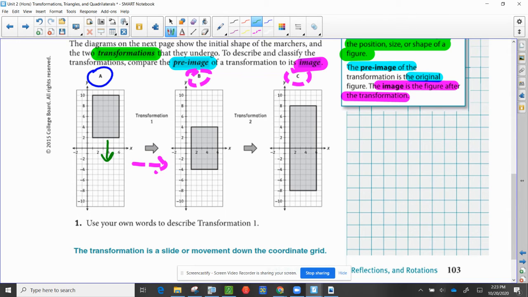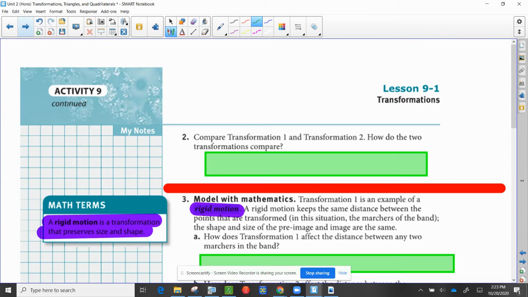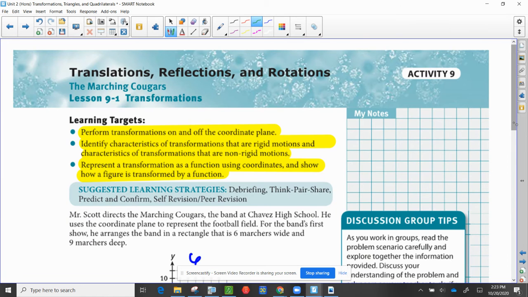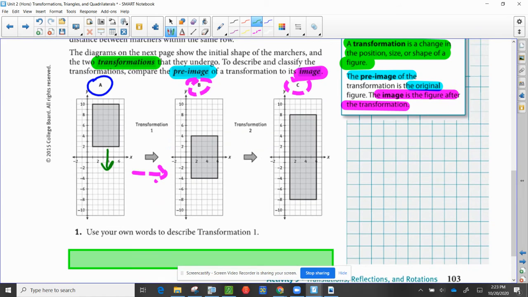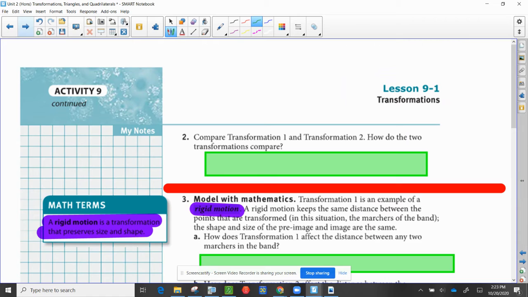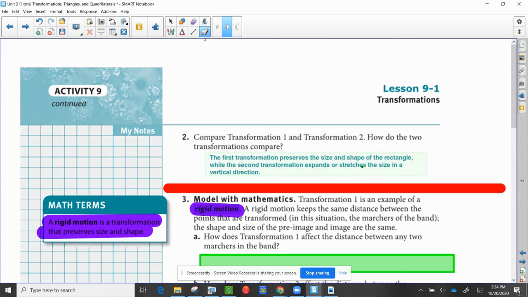Okay. Now in the next question, they're going to ask something similar. So go to question 2 here. Compare transformation 1 and transformation 2. How do those compare? So I'm going to go back to the picture here for a minute. So they're asking you now to describe what happens between transformation 1 and transformation 2. So again, describe that in your own words. What do you say is happening? So again, this is what your book said. So you might have something worded a little different, but generally should be about the same idea.